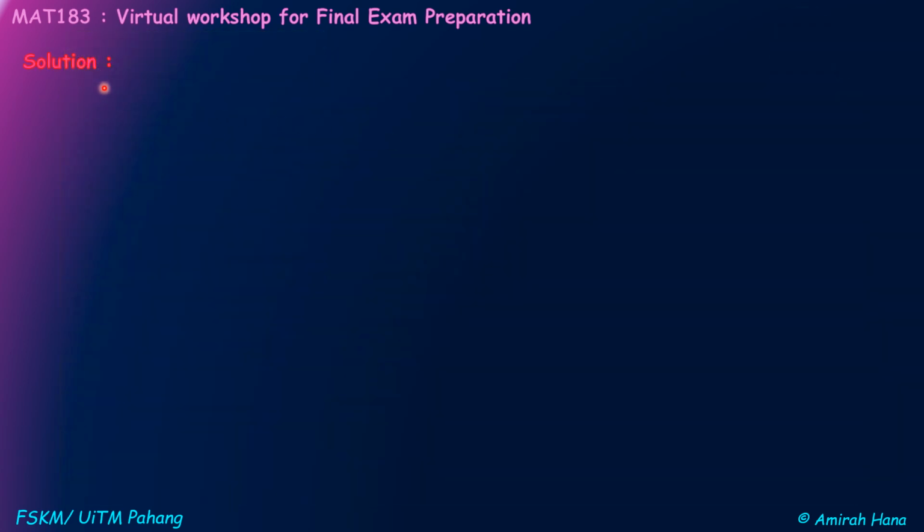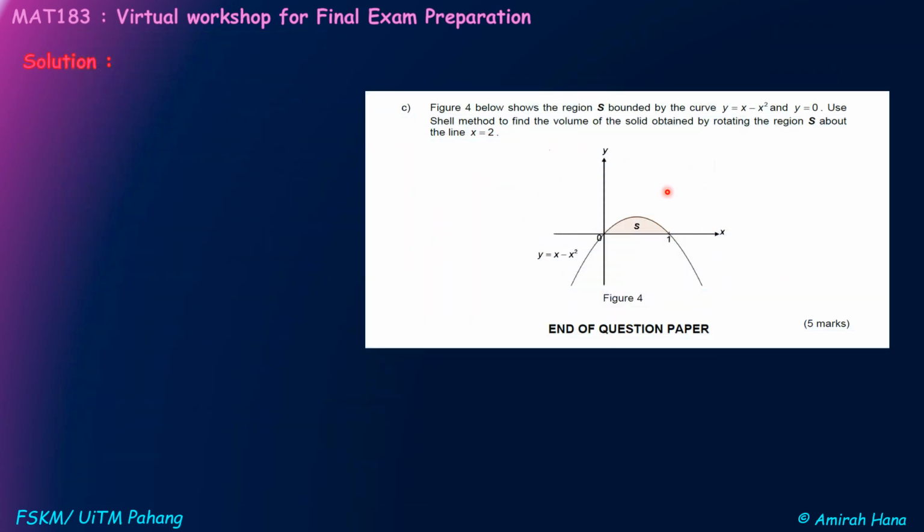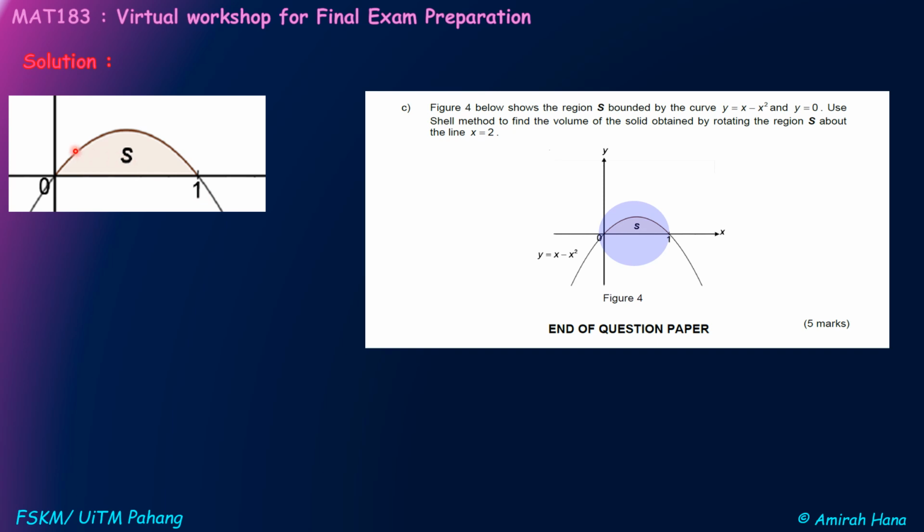Right, now we look at the solution. Okay. This is the original question. Let's say if I zoom this shaded region. Okay. So we get this, right? Alright, we have curve y equals to x minus x squared here, and line y equals to 0 here, right?